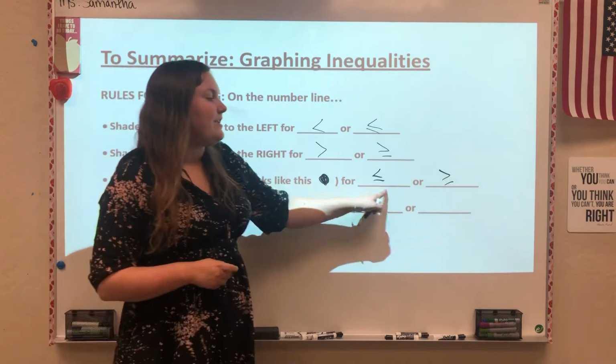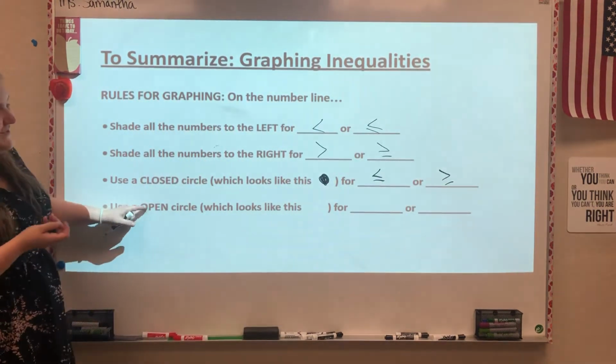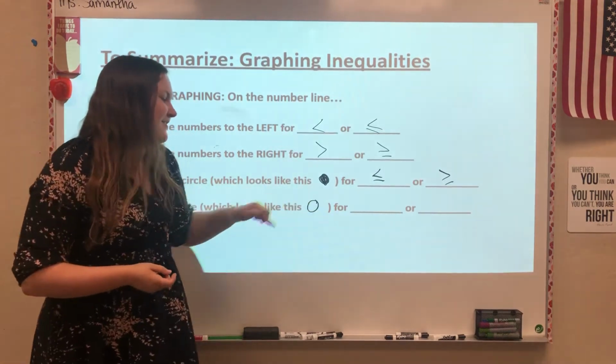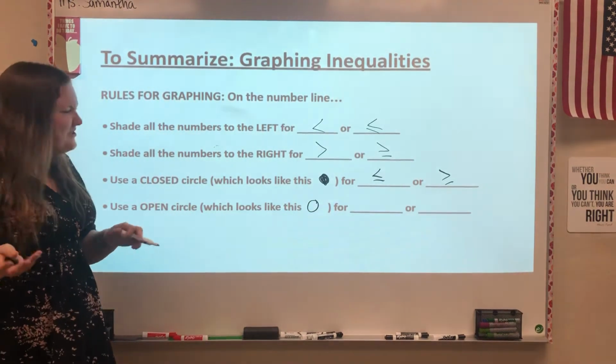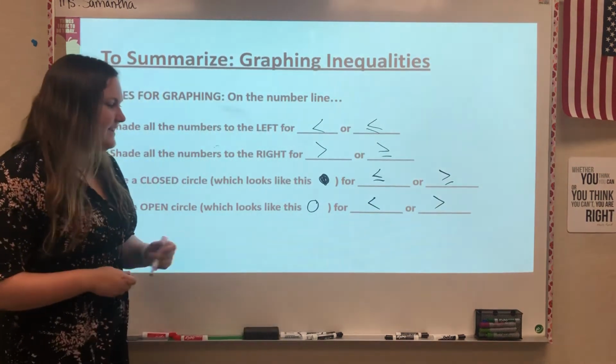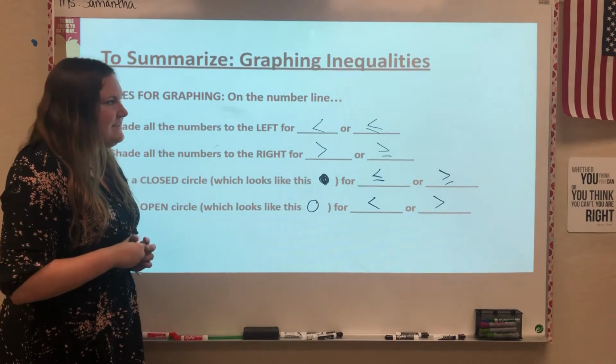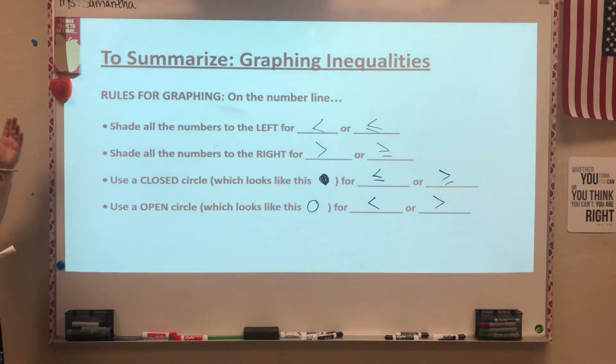So if it's got an "or equal to" part, you would only use a closed circle. And the last one, open circle, it's the opposite. Open circle is open, it's not colored in, and you would be using that if it doesn't have the "or equal to," because this is showing it can't equal that number you put the circle on. So this is a quick summary. You might want to include this in your notes.